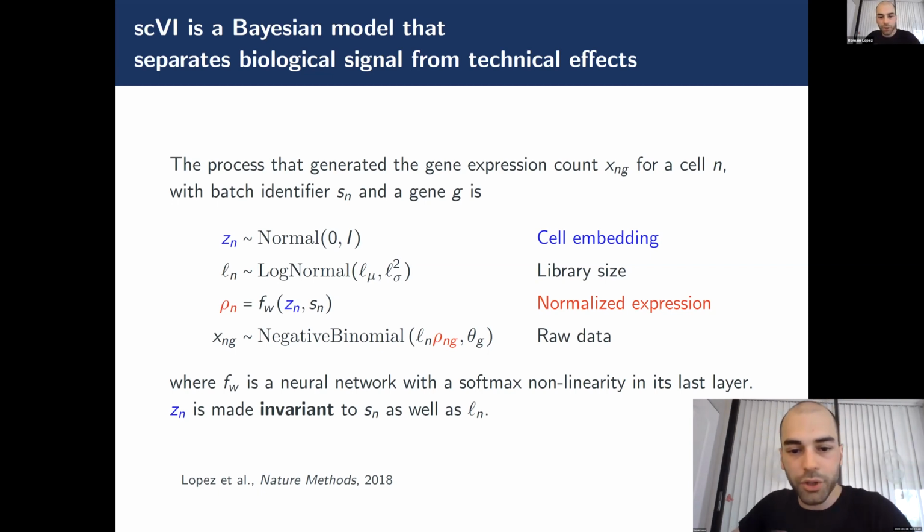And what I want to draw your attention to, and actually Fabian just talked about this, is that here we use a conditional VAE, which means that we learn a conditional distribution, P of X given Z and S. Z is a latent variable and S is observed, and S is this dataset identifier. And that's how we deal with the dataset-specific biases. So when we do this, the latent space becomes invariant to the technical effect, which is a batch effect.